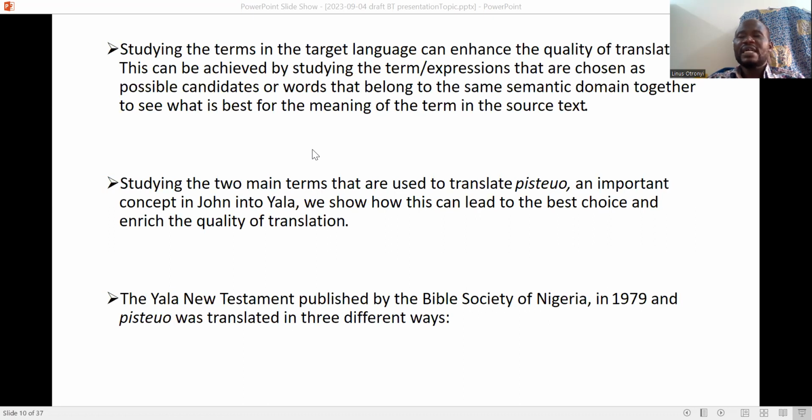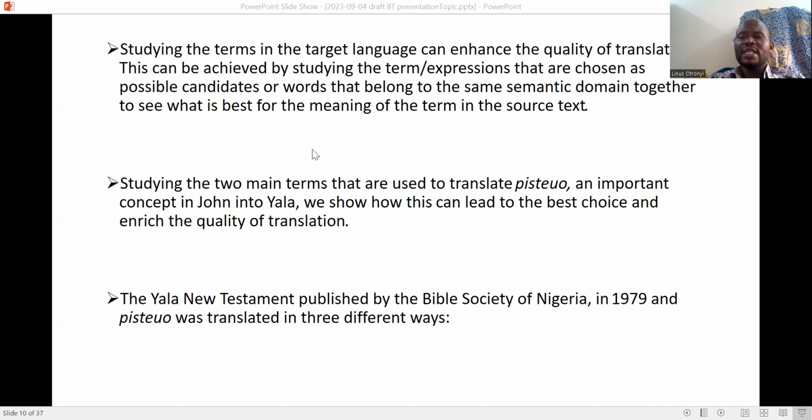Studying the terms in the target language can enhance the quality of translation. This can be achieved by studying the terms or expressions that are chosen as possible candidates, or words that belong to the same semantic domain together, to see what is best for the meaning of the term in the source text.